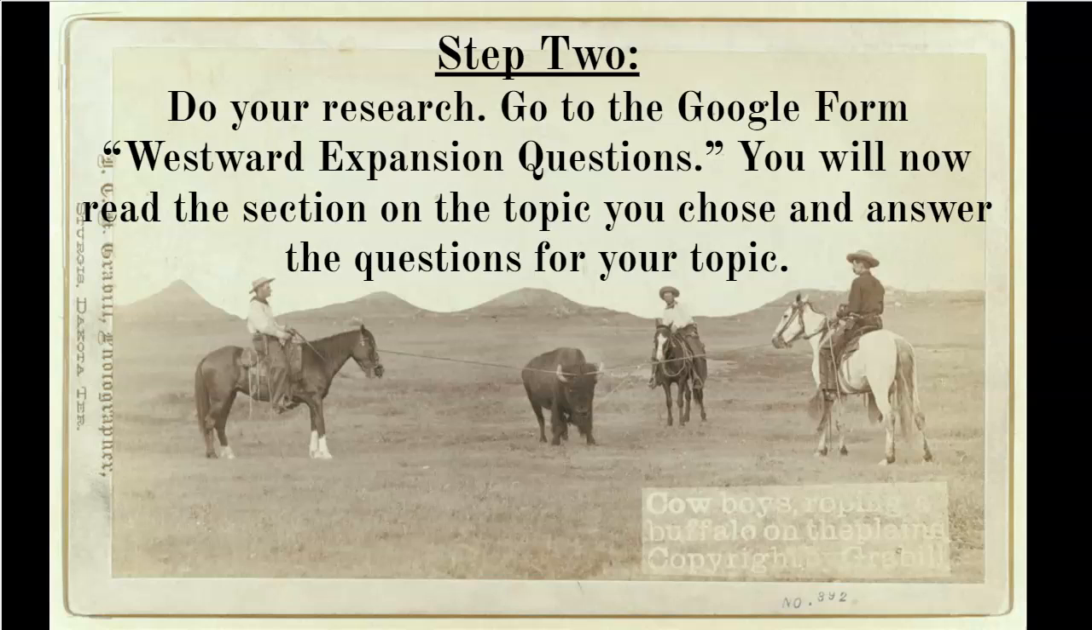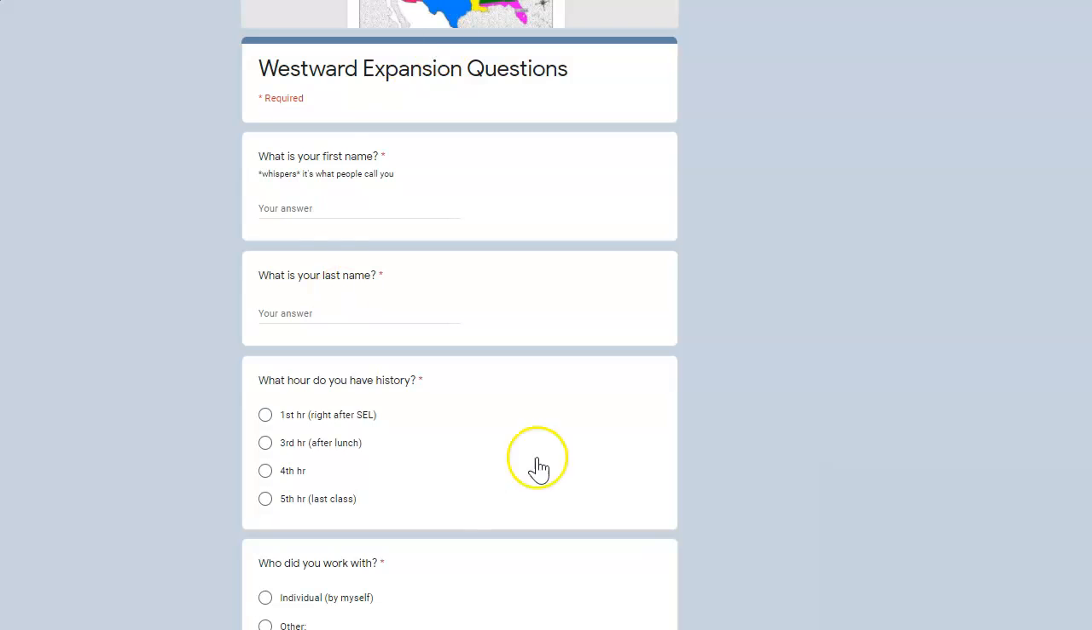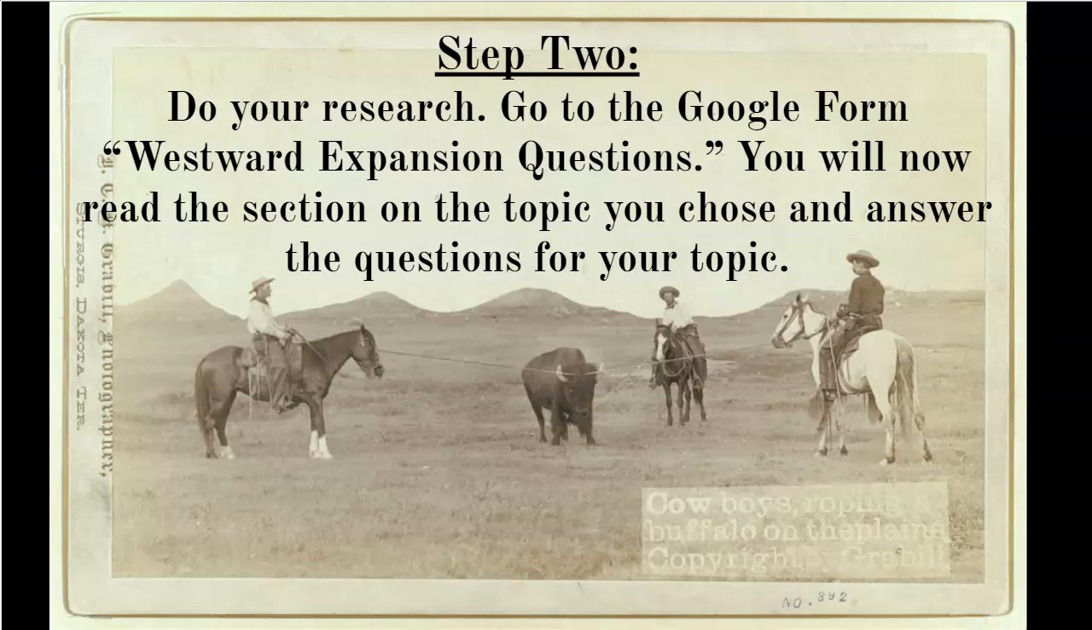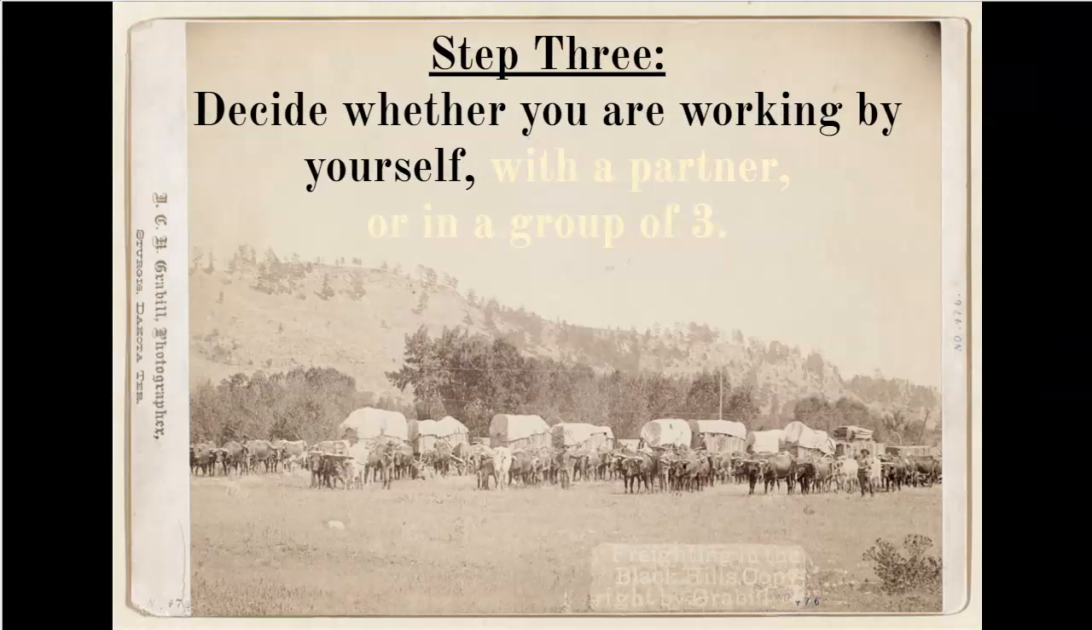Now, the link to the sections that you'll be reading is posted in this forum here, but it is also going to be linked in the Google Classroom assignment. So you'll see a folder that is called Reading Sections. You'll open that up, and you'll open up the file for the topic that you chose. Okay, so that's the next step there, is to do your research.